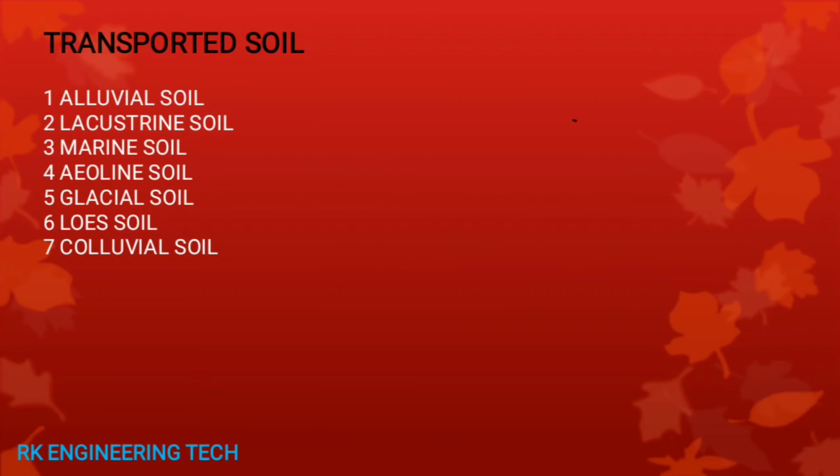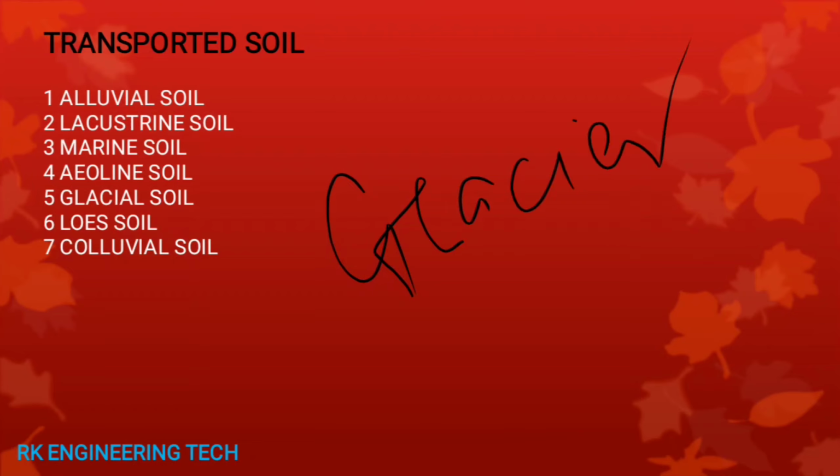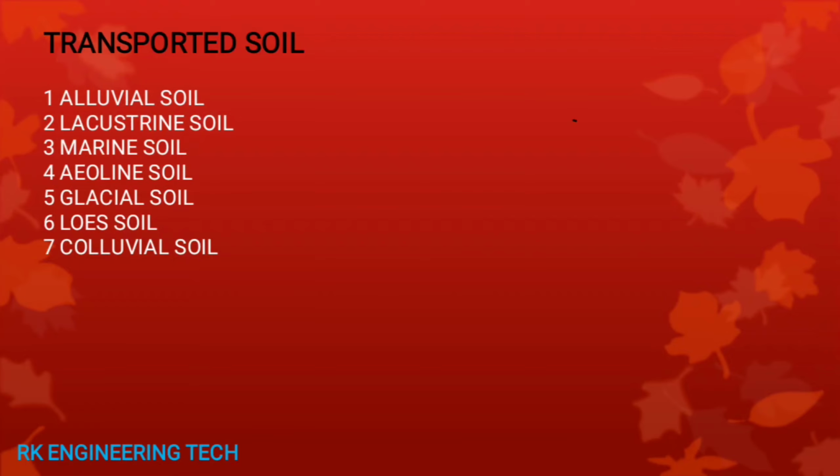And the next one is glacial, which is nothing but glacier. You can get the idea: the soil carried by the glacier, with boulder sizes. There are lots of sizes you can see in detail. Okay, and the sixth one is loess. Loess means what? You can find some silly idea. Loess means halka.